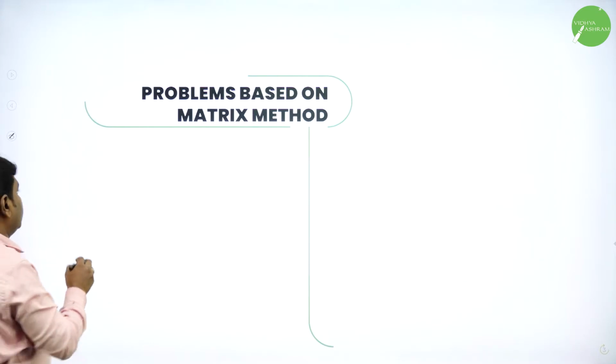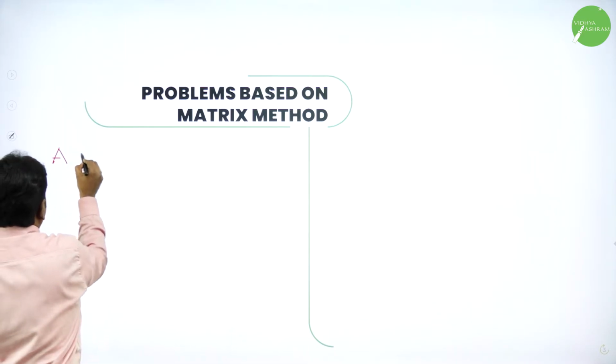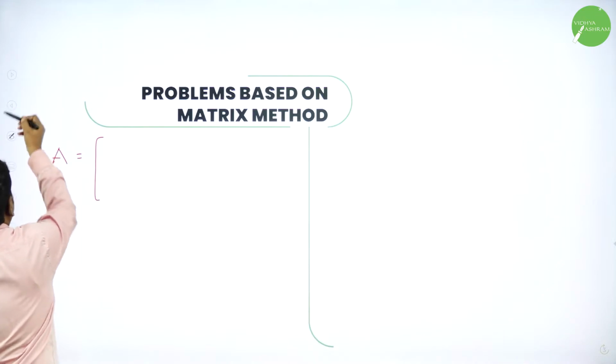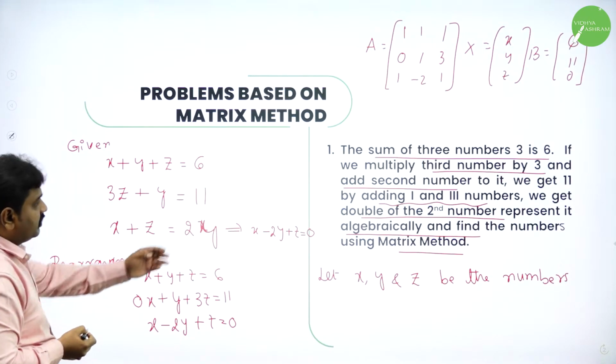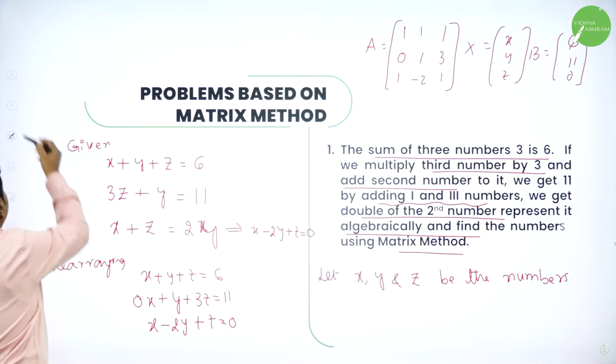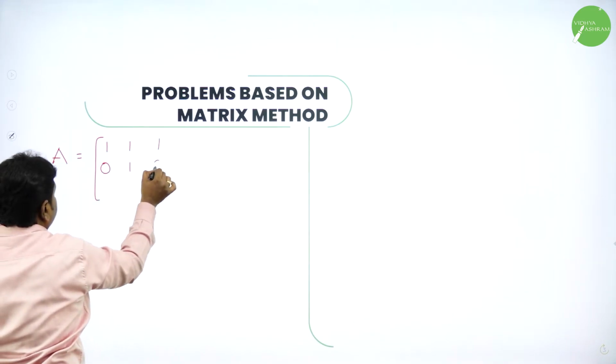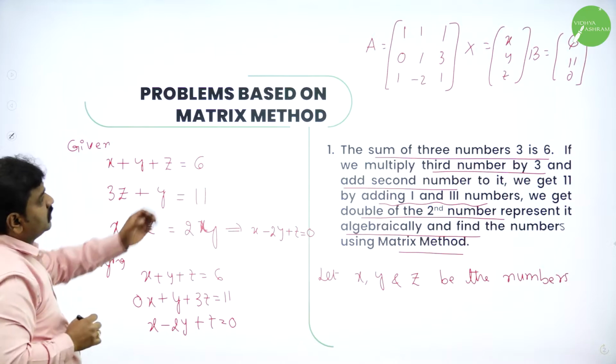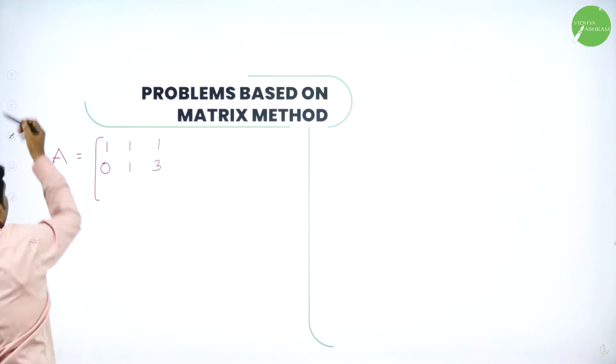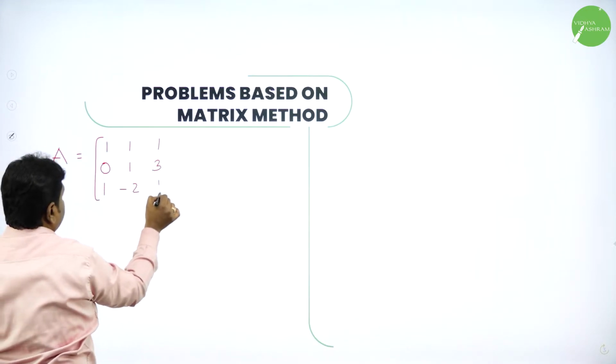First I'll find the determinant. So first we'll take A. What is given as A? The coefficient matrix. What is the coefficient matrix? Here I have written 1 1 1, 0 1 3, then 1 minus 2 1.